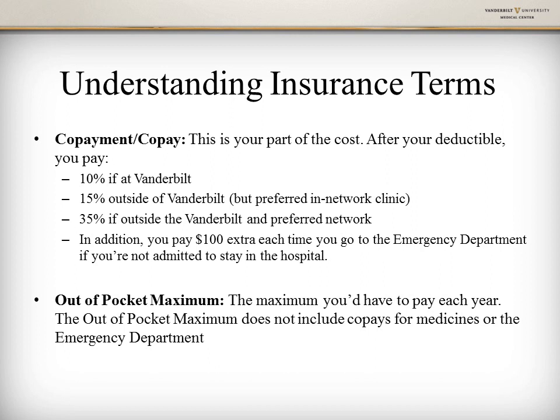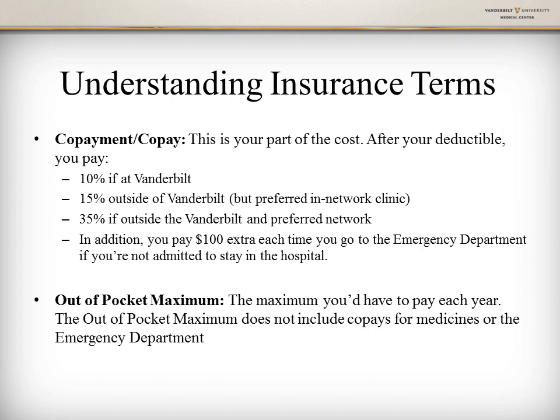If you get care at Vanderbilt, you will pay 10% of the bill, and the insurance company will pay 90%. And you can see here the other numbers, that if you get care outside of Vanderbilt, but in a preferred in-network clinic, you will pay 15%, and the insurance company will pay 85%. If you're outside of Vanderbilt, you will pay 35% of the bill. And as I mentioned earlier, in addition, if you go to the emergency department and do not have to go into the hospital from the emergency department, you will also owe an additional $100. So it is to your benefit to use the Student Health Center. It's to your benefit to use Vanderbilt for your health care.